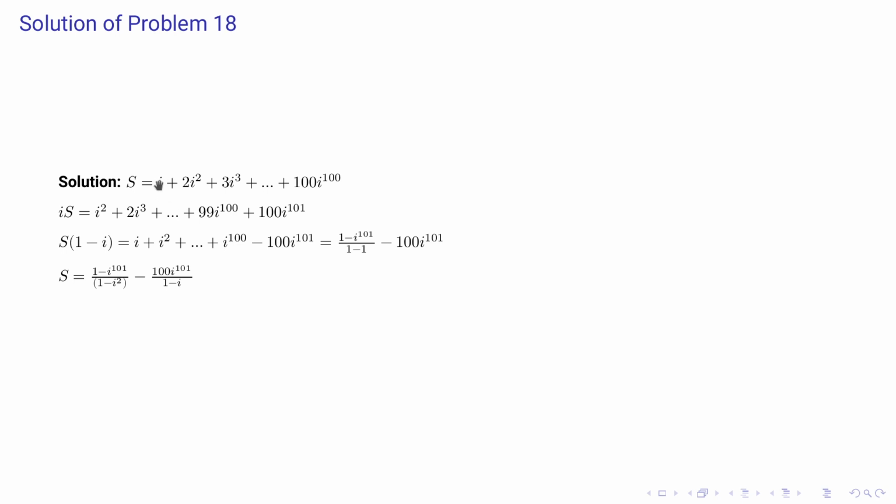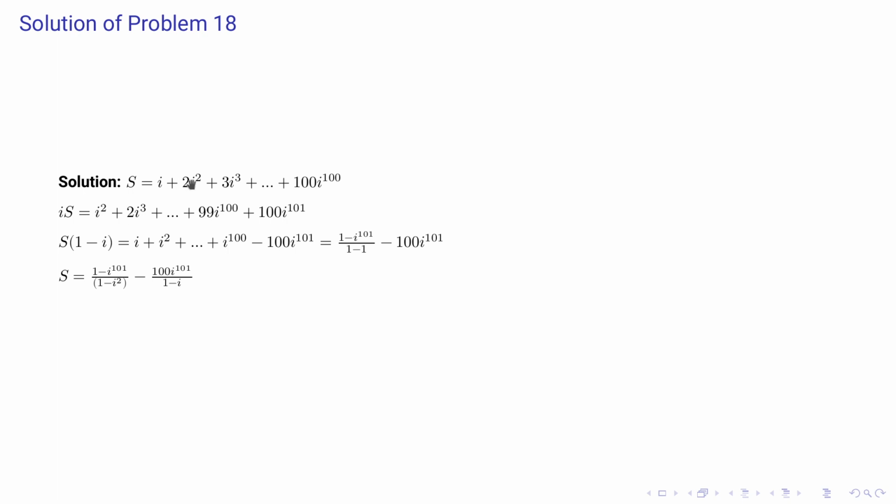You can see the coefficients are 1, 2, 3 up to 100, which is an arithmetic progression, and that is combined with i plus i square plus i cube. That is a geometric series. So if you recall how we evaluate an arithmetico-geometric series, we multiply this S with i. That becomes i square plus 2i cube up to 100 i to the power 101.